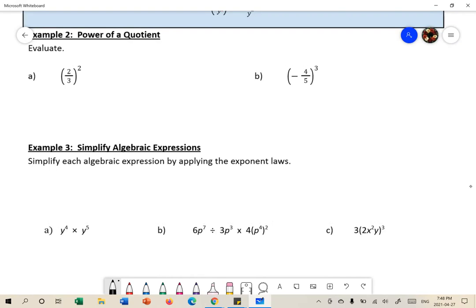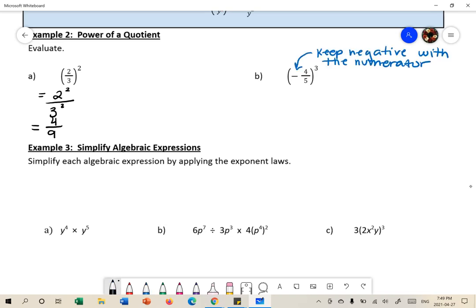2/3 raised to 2 is the same as saying 2 raised to 2 over 3 raised to 2. 2 squared is 4, 3 squared is 9. In B, we have a negative and then a fraction. So that negative, we're going to keep it with the numerator. This is equal to -4 cubed divided by 5 cubed, which is equal to -64 divided by 125.